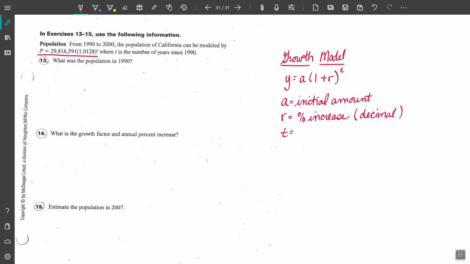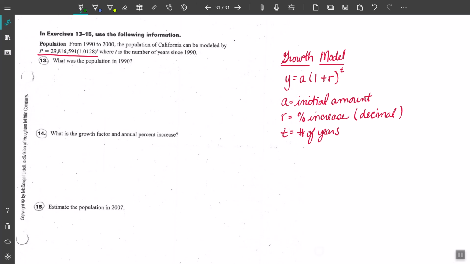And then T is the number of years that we're talking about the growth happening. So in this case, this is a 10-year period. And so anywhere in there, if they asked us to find the growth or the population in 1993, well, we started in 1990, we're going to 93, that's 3 years, so that's a t of 3.